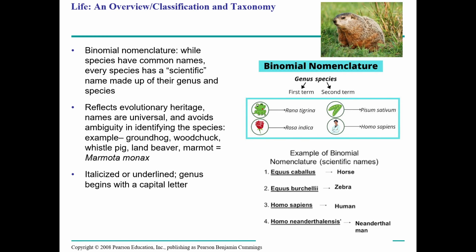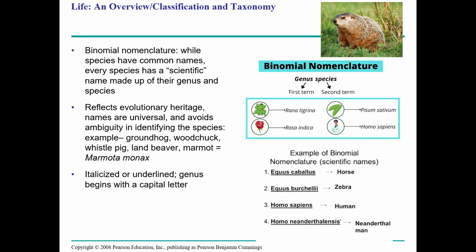Another reason for these, the binomial nomenclature, is that it does reflect evolutionary heritage. For instance, you see in the lower right, the scientific name of a horse is Equus caballus. The scientific name for a zebra is Equus burchelli. And so they both are in the same genus. So we know that they are evolutionarily related very closely. But it's the species name, the second word, that tells us that they are in fact separate species.